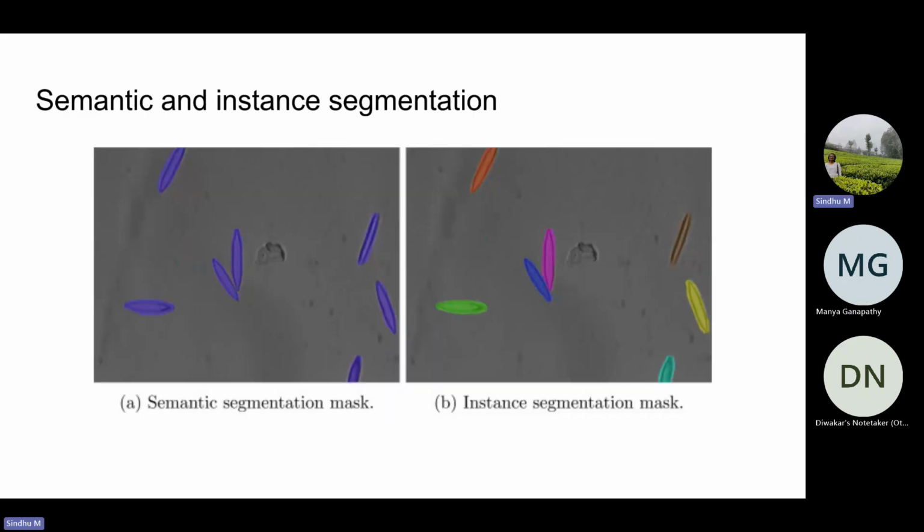There are broadly two types of segmentation. One is semantic segmentation. In this, it just identifies background versus particle, but it may not know that this is a different particle, this is a different particle, etc. But in instance segmentation, it differentiates the particles from the background, and it also differentiates between each particle. So you know that this orange is a separate cell, green is a separate cell, pink is a different cell, and so on.